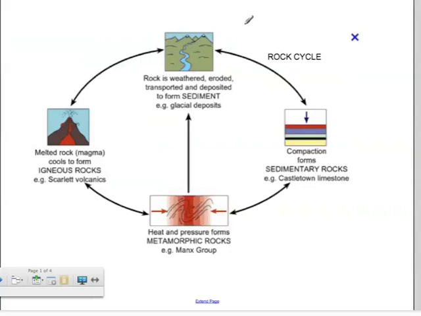This is how to identify rocks. First, you start off with the rock cycle. Sediments are formed by the rock being weathered and eroded to different places on the earth. As the rock builds up, it forms layers that are compacted together to become sedimentary rocks.